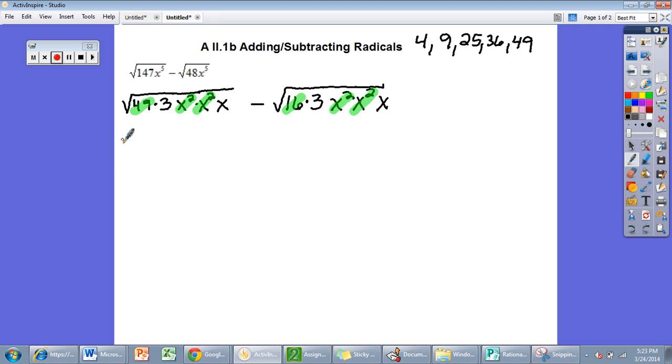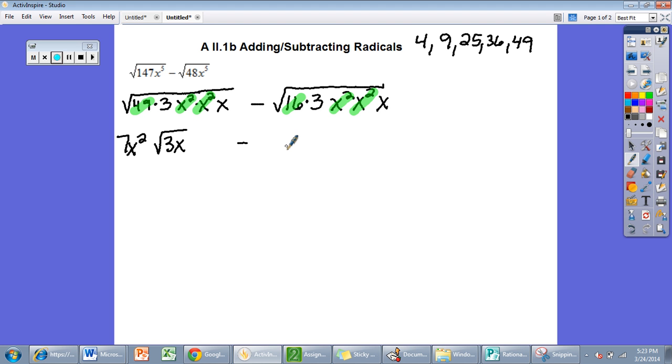So the square root of 49 is 7. The square root of x squared is x. The square root of x squared is x. So I have 2 of those, so I have x squared on the outside. Now what I did not highlight is not a perfect square. That's what gets left inside the radical.